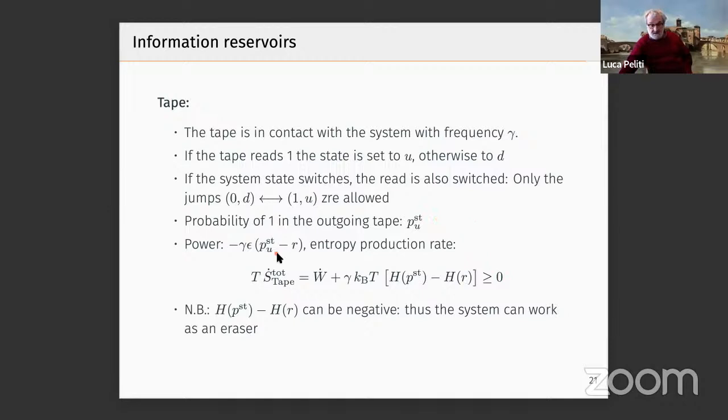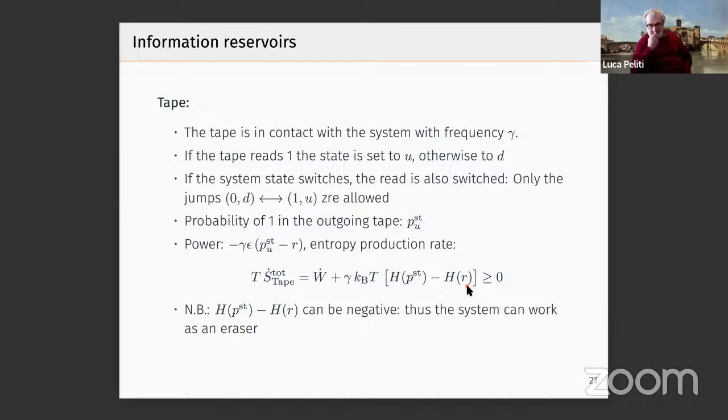And again, by the same reasoning as above, the power applied to the system is given by minus gamma epsilon times the probability on the outgoing tape to be in state one minus R, that is the error probability. And the total entropy production rate in this tape setup is equal to the work done on the system, of course, plus the change in entropy of the tape, that is the difference of the entropy in the outgoing tape minus the entropy of the ingoing tape.